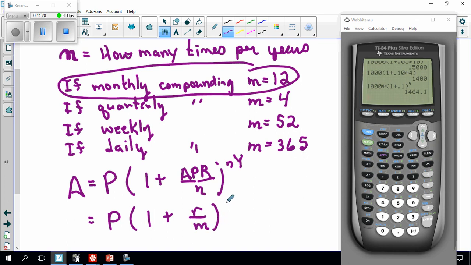R over M to the MT. See, the book uses N for what I want to call M, and it's just the number of compounding periods per year. Technically, the book is probably right, but N is used for so many things in math, it just kind of is overused, so I don't want to use N either.